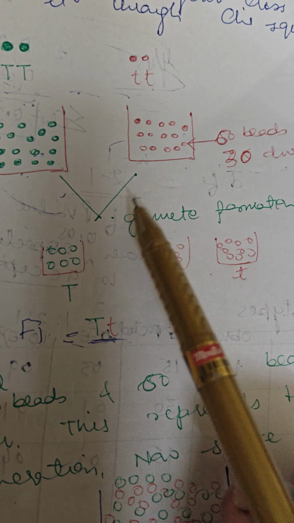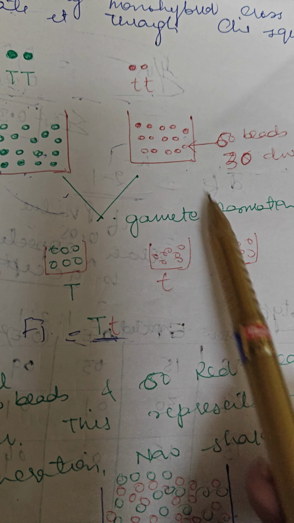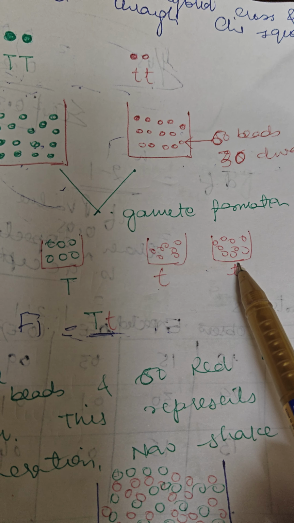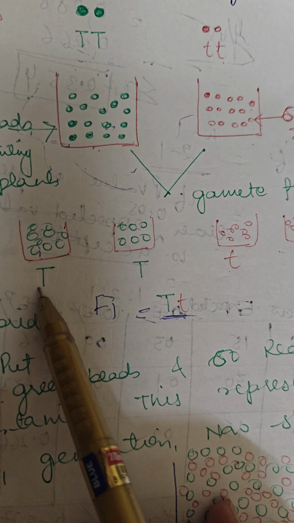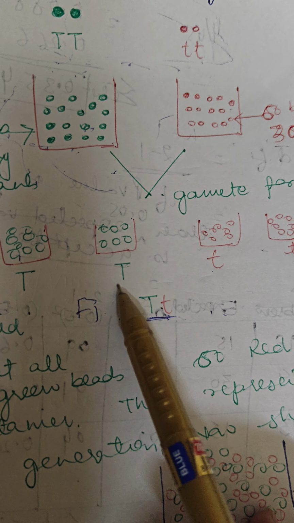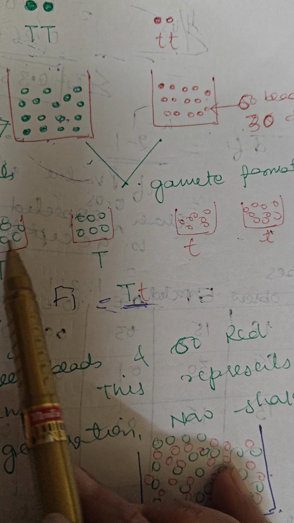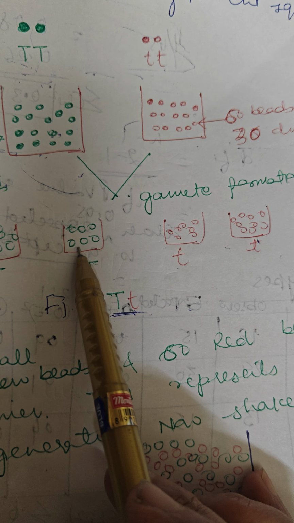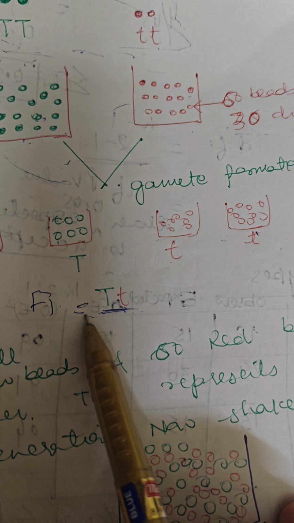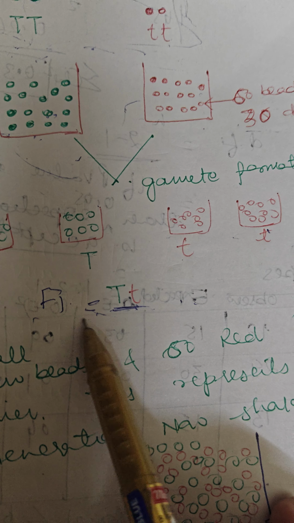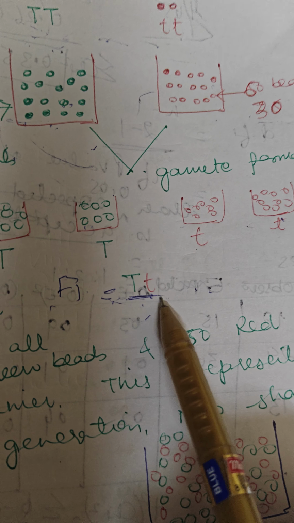Is that clear to you? Then we go for gamete formation. We're taking out a single bead, a red bead, and putting it in a separate container. We take 4 containers, for example, and that would give you the result that these are the gametes, capital T's in green, and red ones representing the small t's. Then you put one green bead from one container and one red bead from the other container, and that would give you the F1 generation. So we do not have to repeat this experiment. We know that it is going to be hybrid tall.